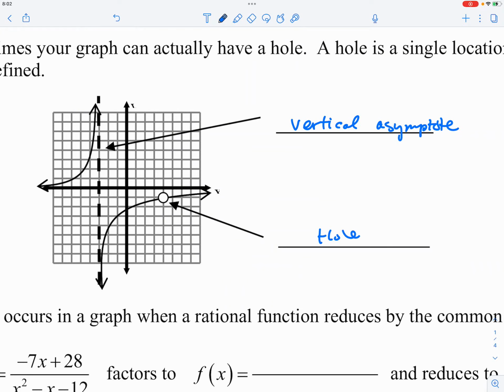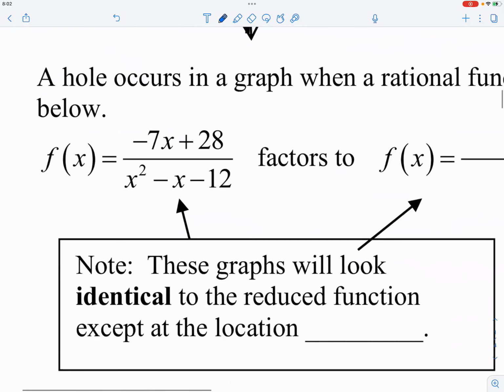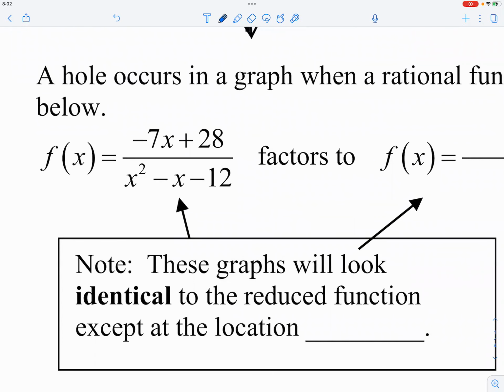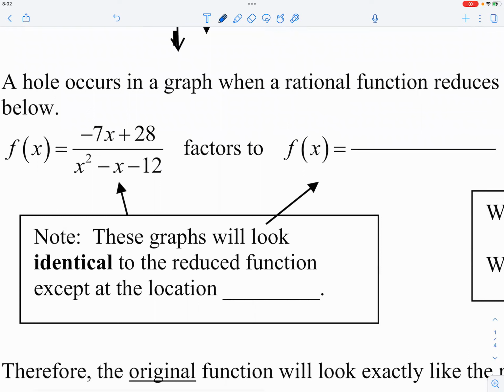But how do we know when it's going to be a vertical asymptote and when it's going to be a hole? This is the process you really want to follow closely so that you understand the thought process. Let's look at this example right here: negative 7x plus 28 over x squared minus x minus 12. Could you go ahead and factor the numerator and the denominator?